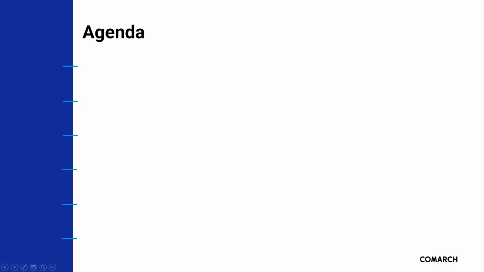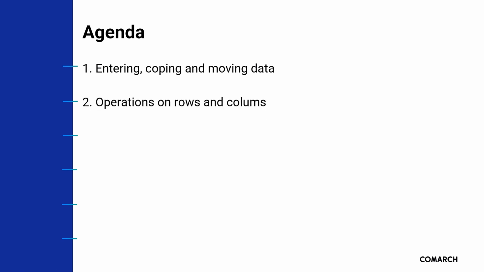Before we start, I want to talk briefly about the topics I will cover during this training. At the beginning, I will explain how to enter, copy, and move data effectively in a worksheet. In the next point, I will show you operations that we can perform on columns and rows. The next topic is very important because I will talk about the very useful Flash Fill tool. This tool can save us a significant amount of time. Then I will explain how formulas work in Excel. I will present the types of formulas and possible usage of them.